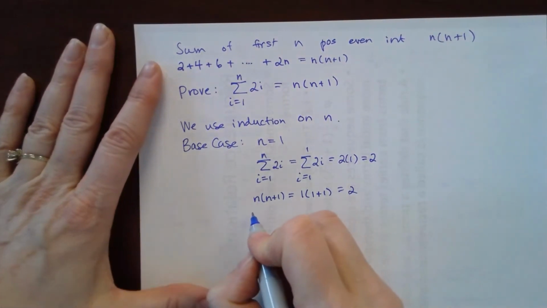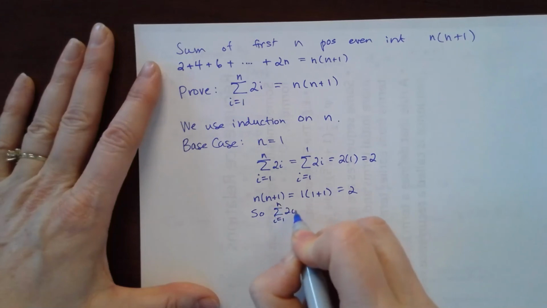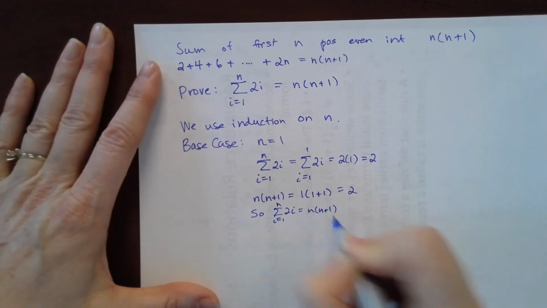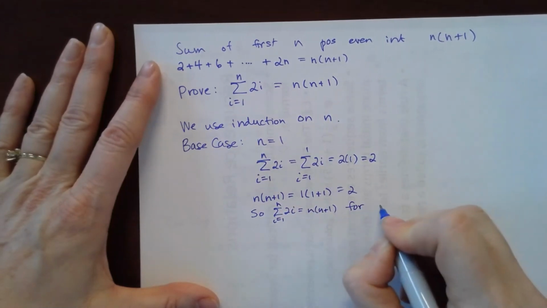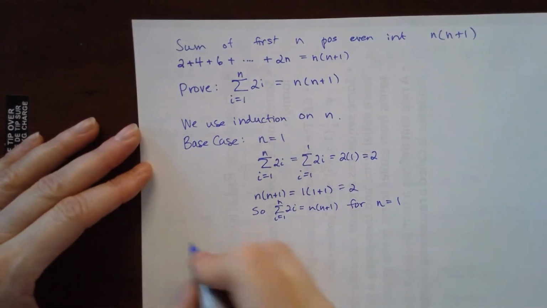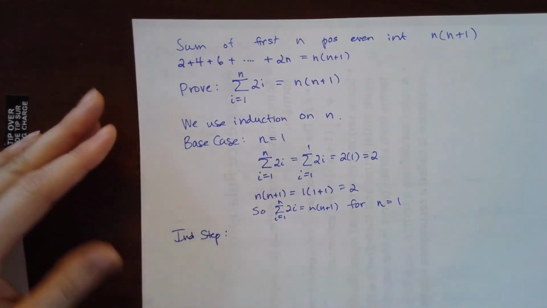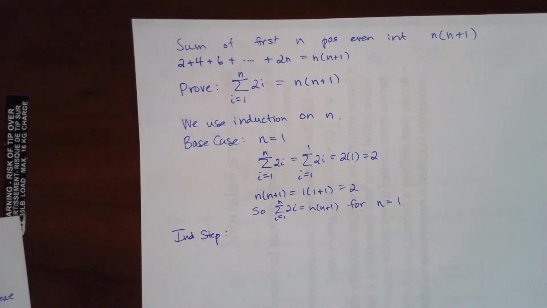Okay. So the summation works for n equals 1, for the base case. Okay, then I have my inductive step. So remember the inductive step. I'm just going to say, well, let's assume that this summation works for some arbitrary value of k.